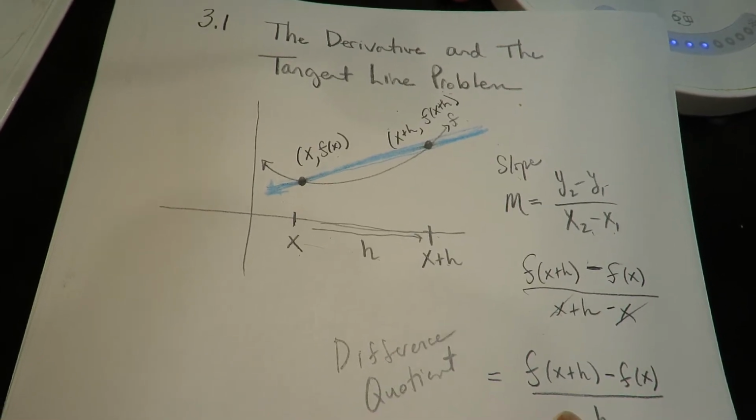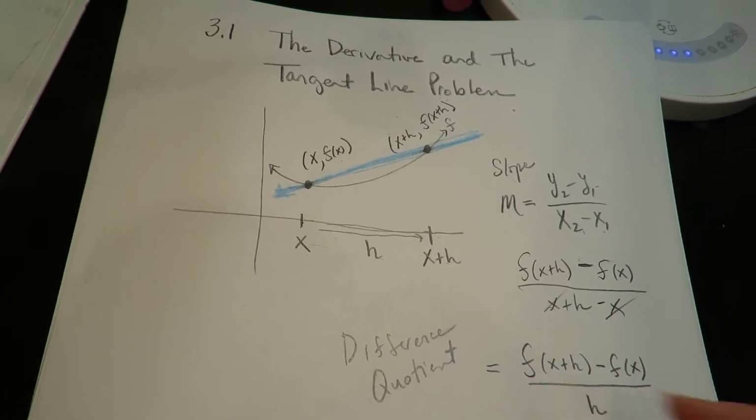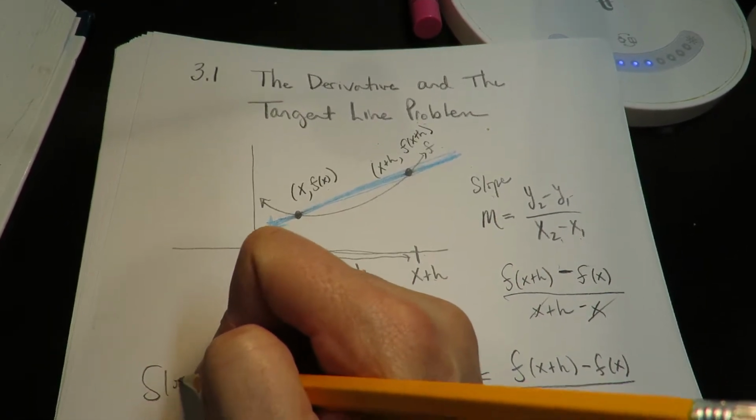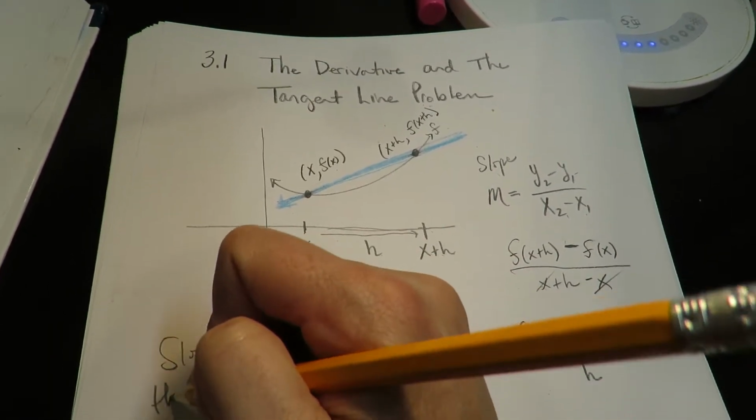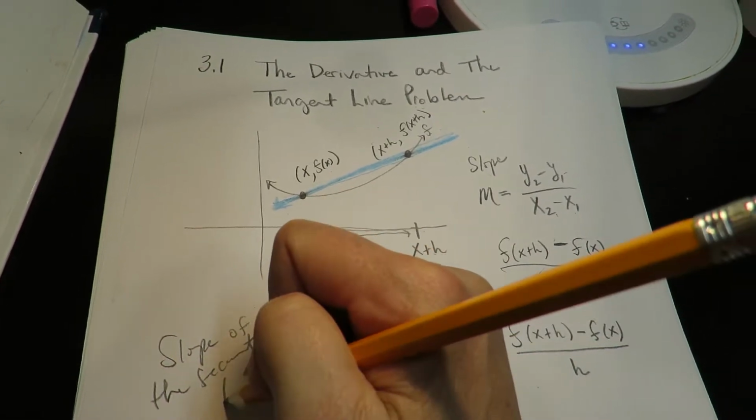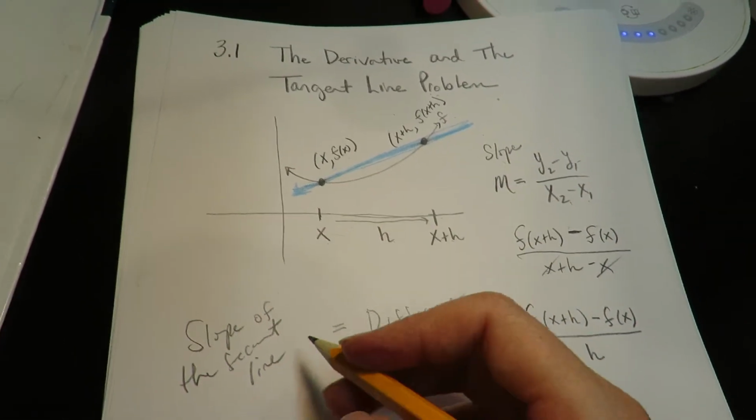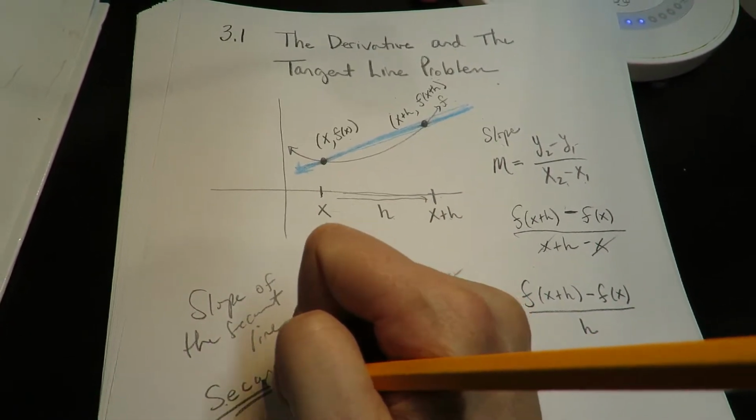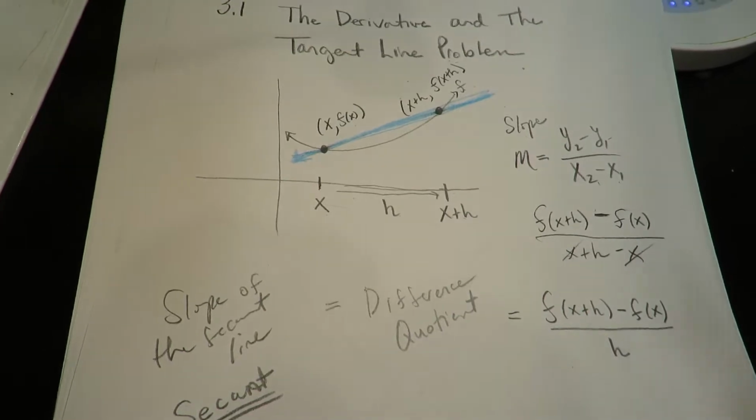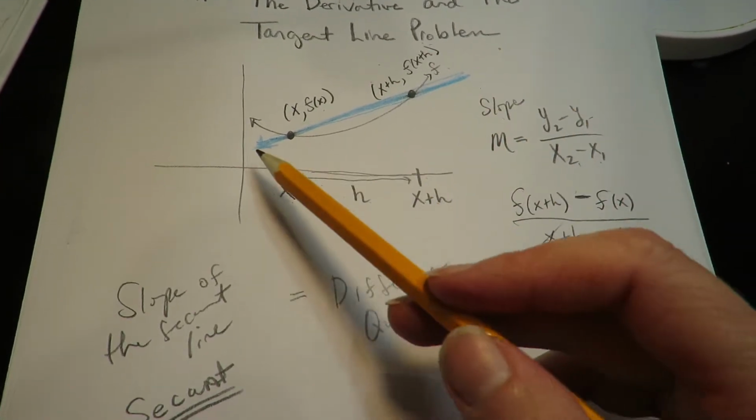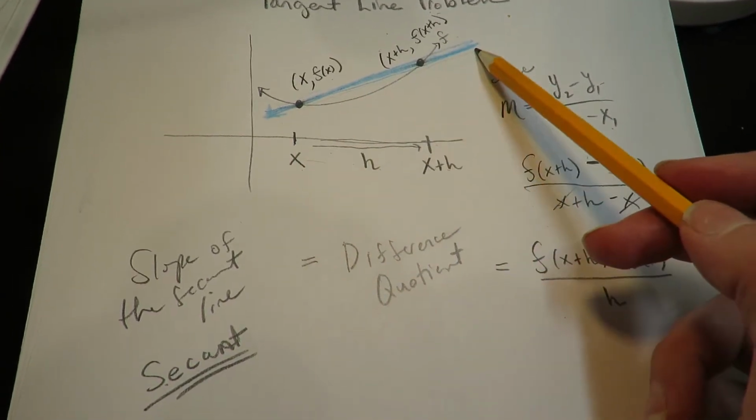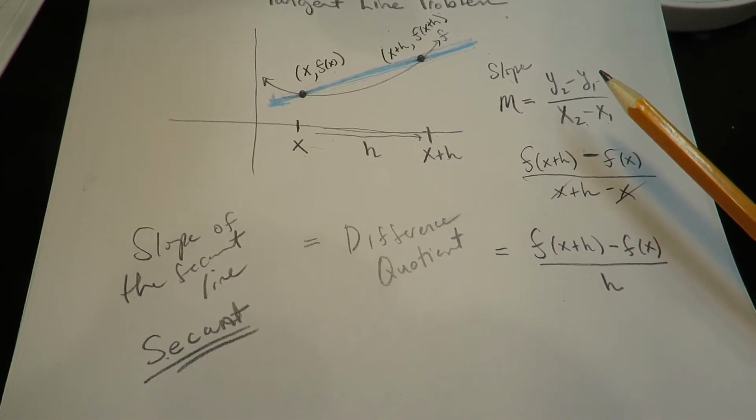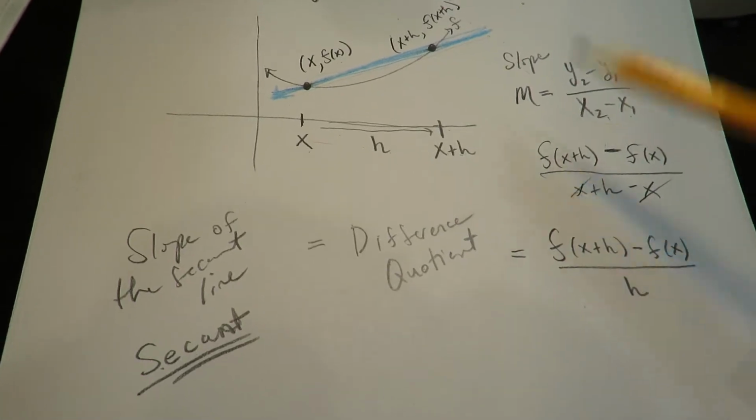So another thing that we could call this is the slope of the secant line. Let me just spell that a little clearer. Secant. S-E-C-A-N-T. Secant line. Slope of the secant line. If you draw a line through 2 points, that's the slope of the secant line. Now, I want you to think of a particular concept that I'm going to describe.